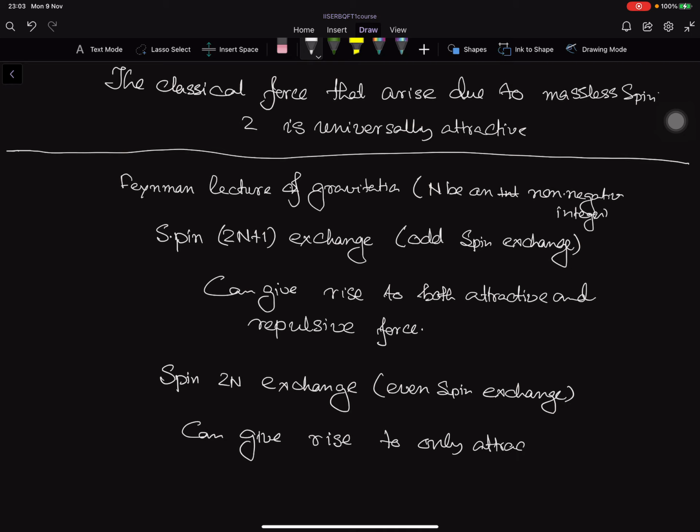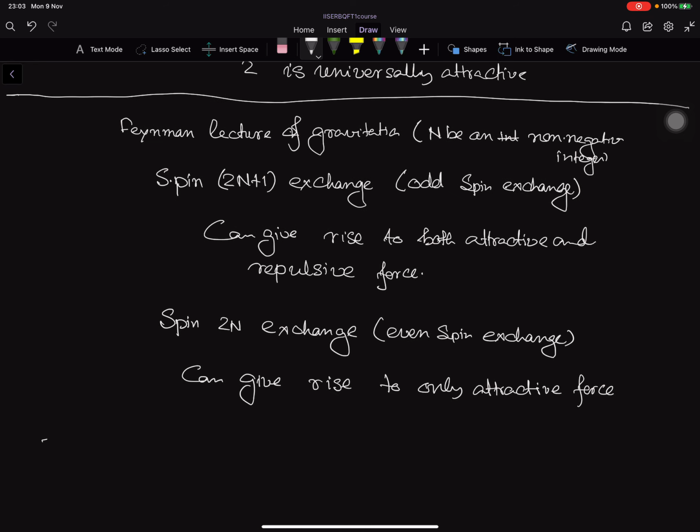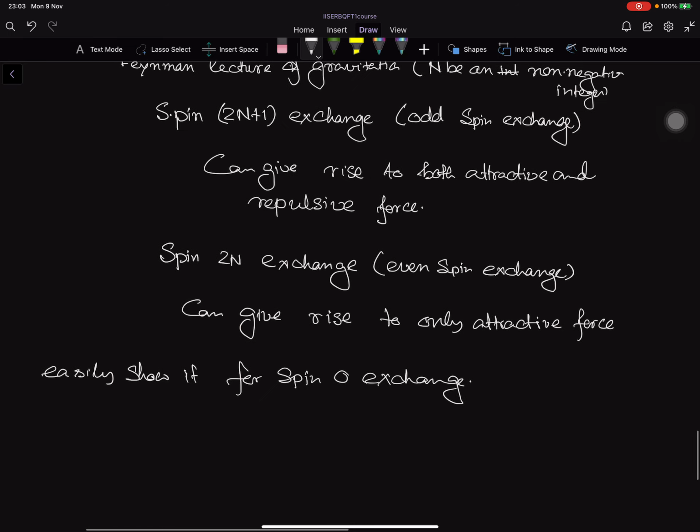It's a very interesting statement. Firstly, you can easily show it for spin 0 exchange. But for the more general statement, we do not prove it in this lecture, but I encourage the students to think about it and try to prove this. Okay, and this shows how classical forces arise due to exchange of virtual particles.